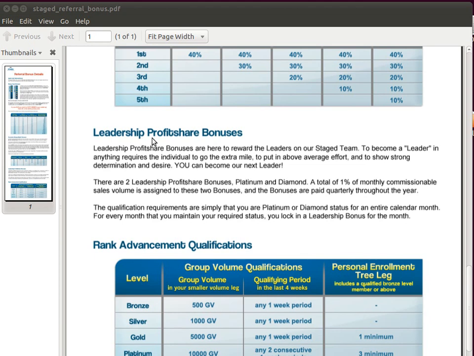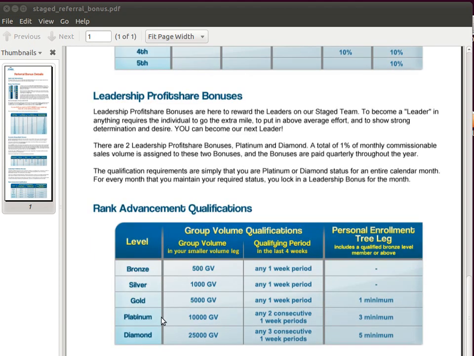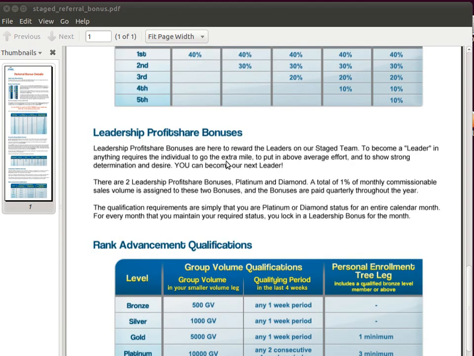The last part is the leadership profit share bonus. As long as you are platinum and diamond, pretty basic, you get to take part in 1% of the monthly commissionable sales volume for the entire company. Everyone who qualifies for that gets an equal share of that bonus pool.